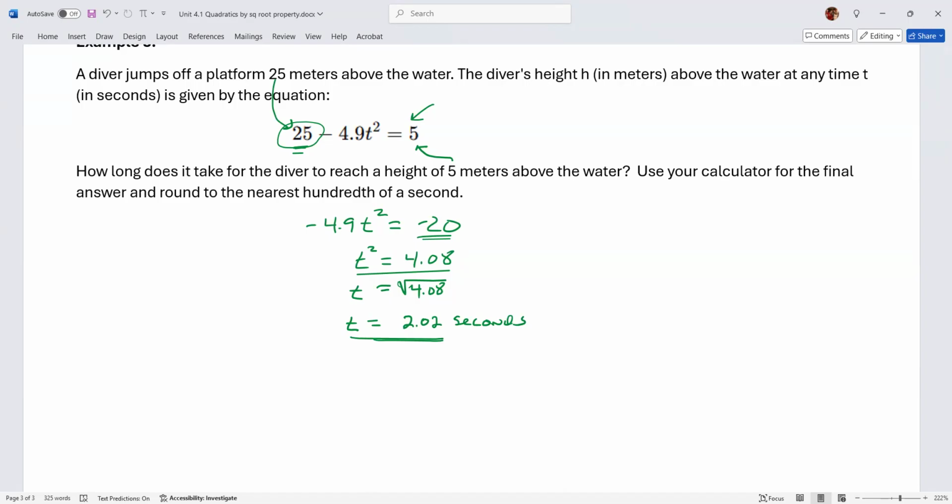Okay, so that's it for 4.1. It's really pretty basic.